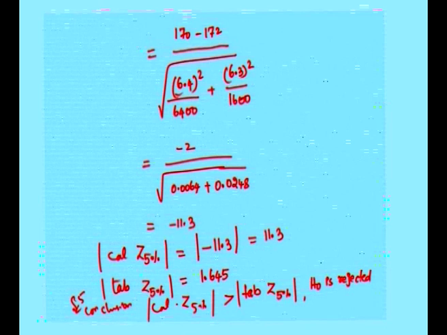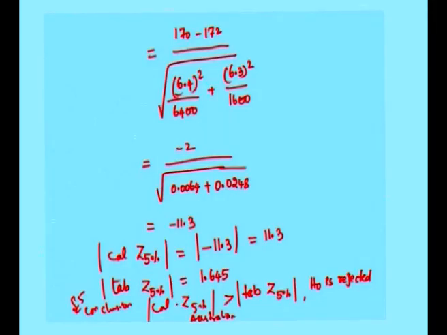H naught is rejected in the sense H1 is accepted. It means Australians are taller than Englishmen. This is the conclusion we arrive at in this particular case.